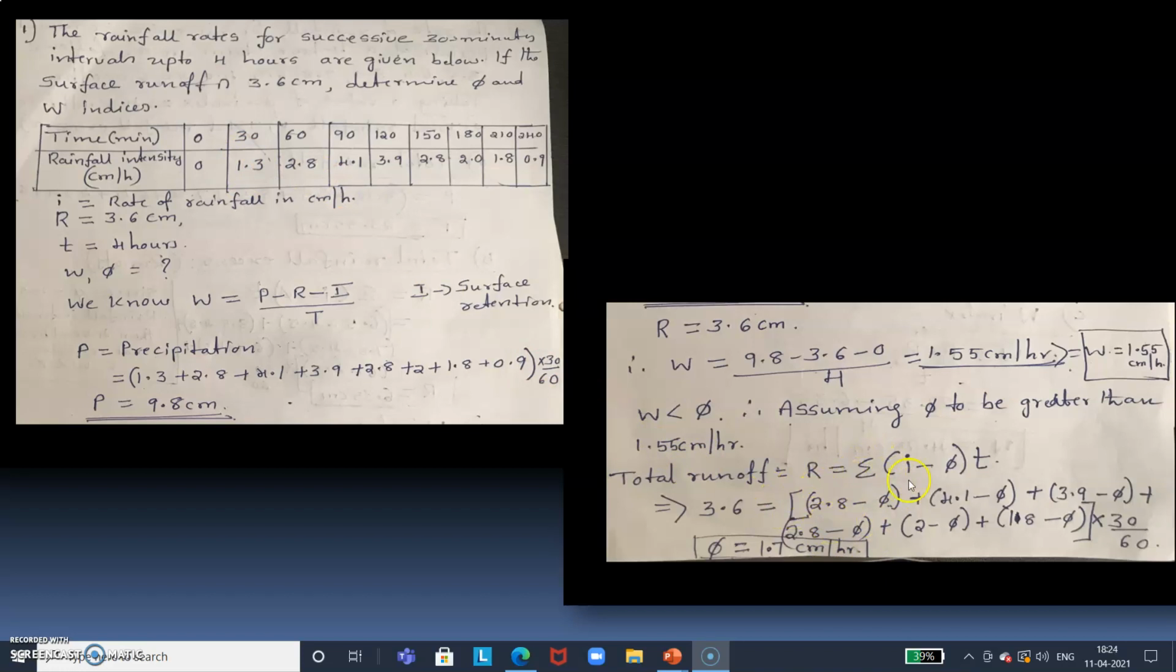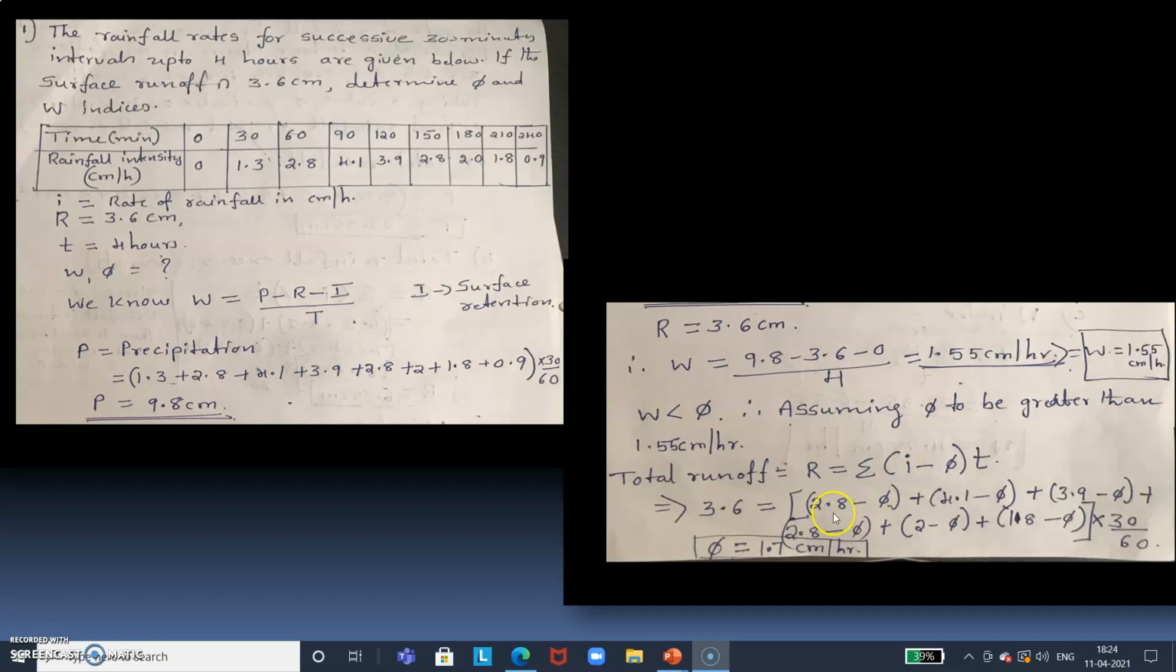So let us consider all the intensities separately. I minus phi. This means I1 minus phi plus I2 minus phi plus I3 minus phi, like that summation. No, you have to consider separately. So 1.3 you cannot consider.